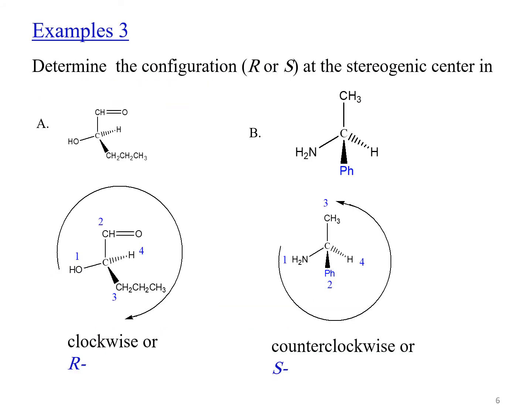bond in it. So here we have a couple more examples where we have to determine the configuration, whether it's R or S at the stereogenic center or the chiral carbon. So here we have the central carbon, and it is attached with 4 different groups, as we can see: hydroxyl, aldehyde, and propyl group. Now the hydroxyl group will take the priority or the first position, whereas the aldehyde group will take the second position. Now a confusing point can be that there is a double bond here, so it gets attached with 2 different oxygens. Why doesn't this aldehyde group take the priority?